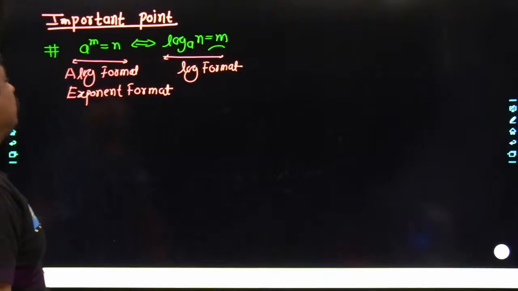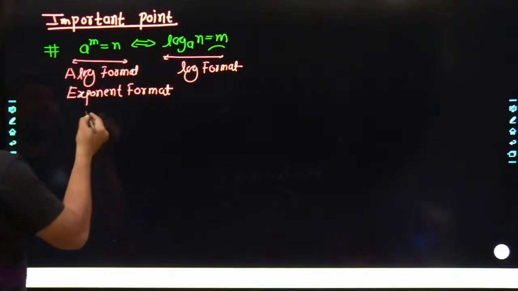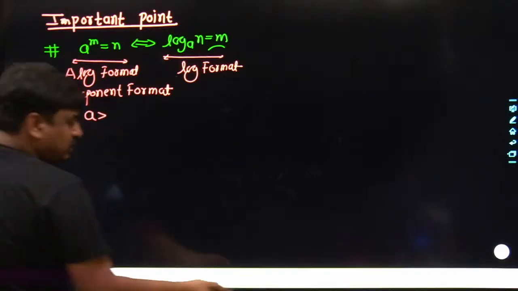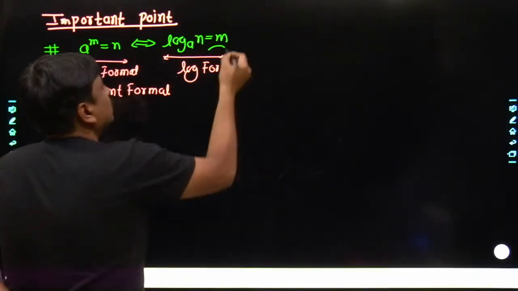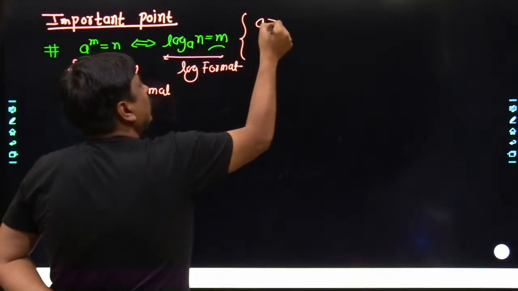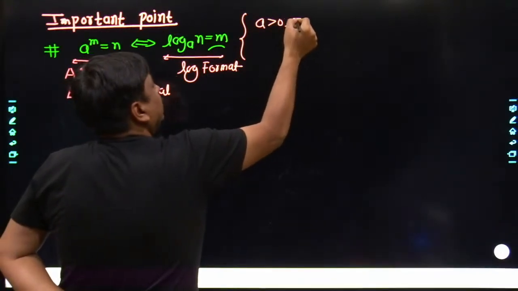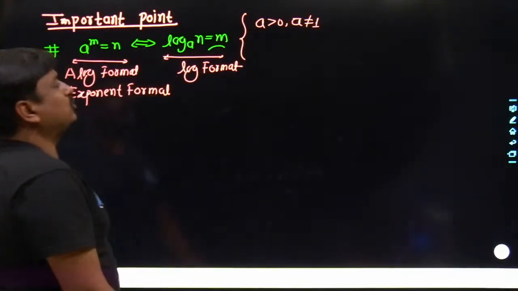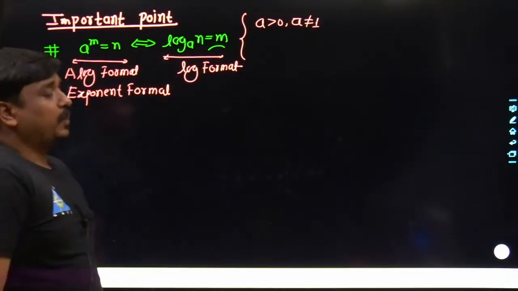The conclusion which we can retrieve: a should be a positive value alone. I think I should be writing over here only, otherwise many of us may forget this conclusion. A should always be a positive value, and a should not be equal to 1. That's the first thing.